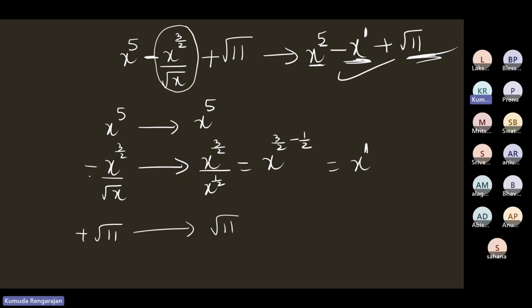But supposing even after simplifying, you're getting something like 1 by 2, then the power is not a whole number. So it's not a polynomial. If after simplifying, the power is not a whole number, it is not a polynomial.